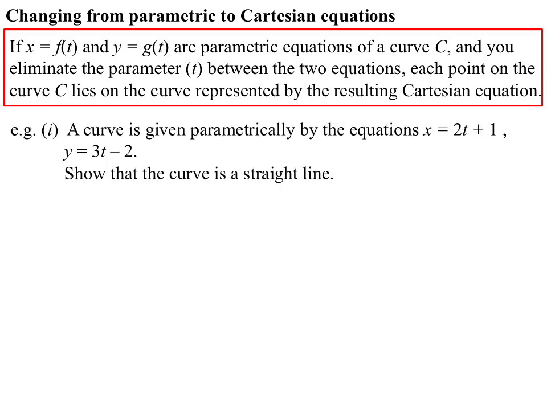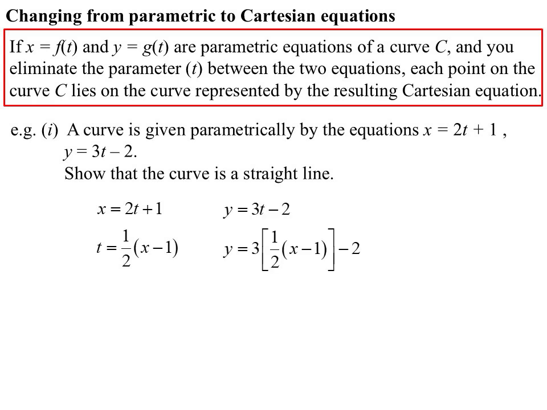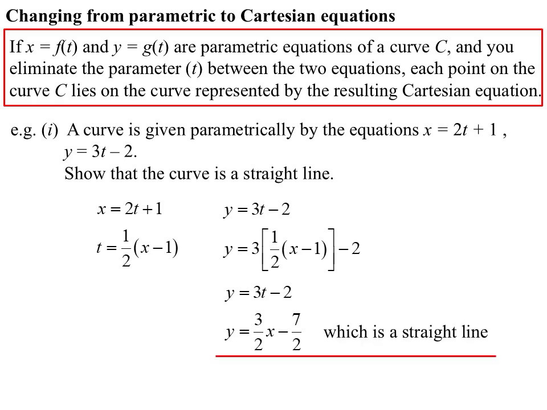So here we go. We've got a curve. It has an equation, x equals 2t plus 1, y equals 3t minus 2. We want to show that this curve is in fact a straight line. We eliminate the parameter. We'll make t the subject of one of those. It doesn't really matter which one. I'll use x, so t is a half of x minus 1. Substitute it into the other one. We've eliminated the t. I now have an equation with just y and x. We've got the Cartesian equation, and we can easily show that, oh yeah, look at that, that's a linear function. It is a straight line.